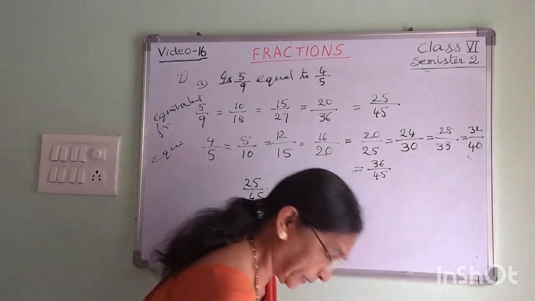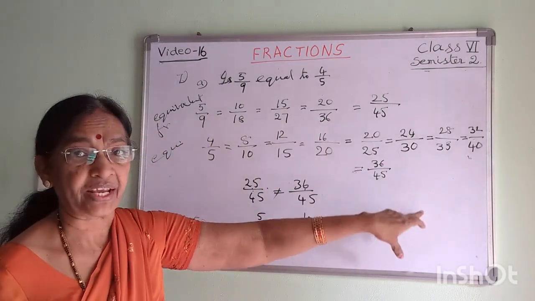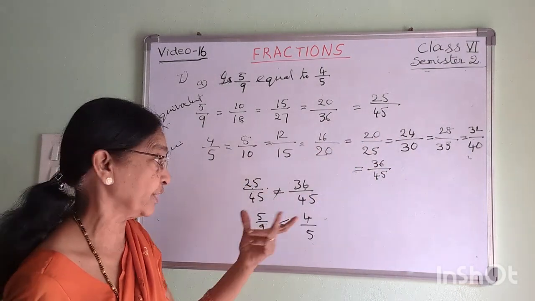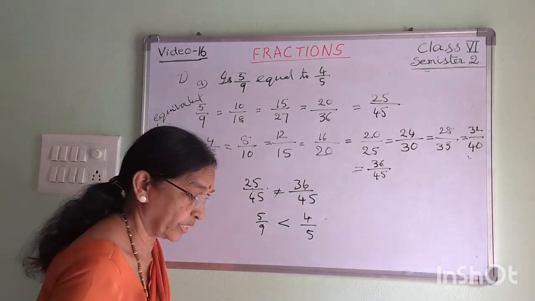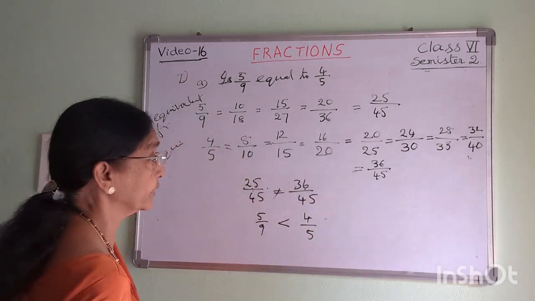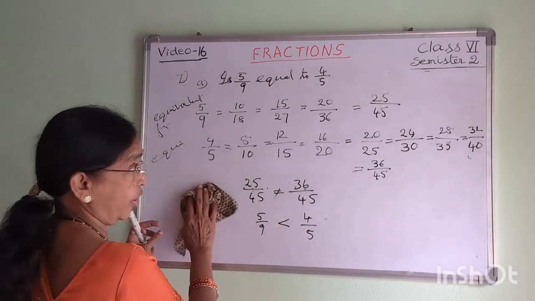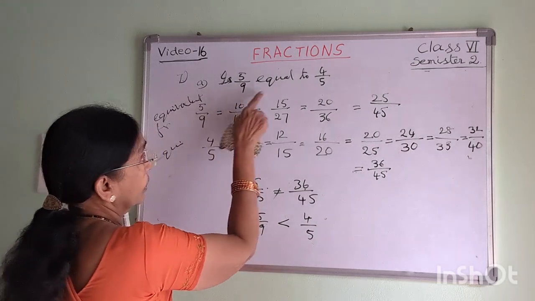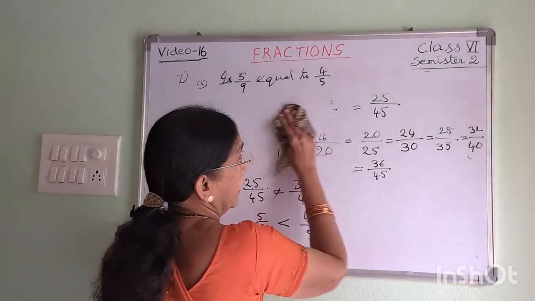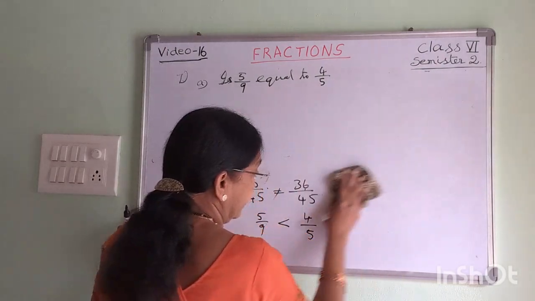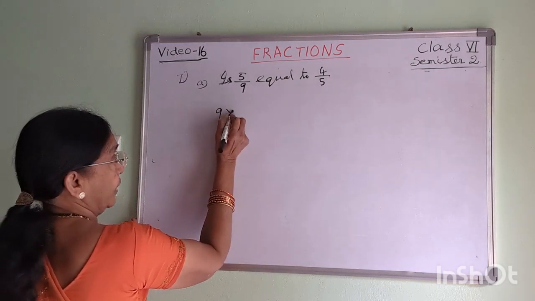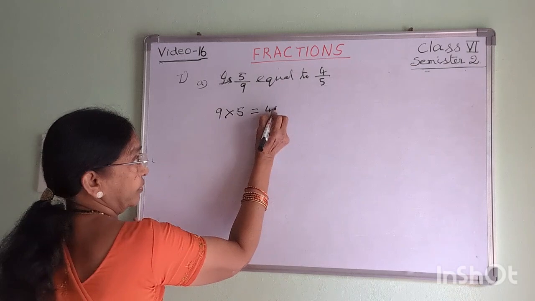Thus, by writing the equivalent fractions and selecting two fractions having the same denominator, we can compare two fractions. We can say whether they are equal or not. And again we can take a common multiple for these two denominators. That is like this: taking the product of the denominators, 9 into 5, 9 fives is equal to 45.